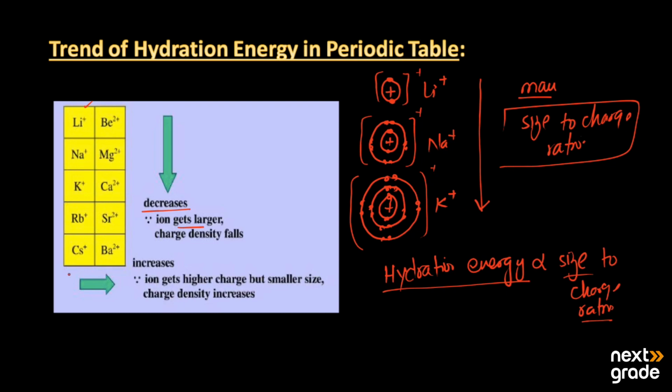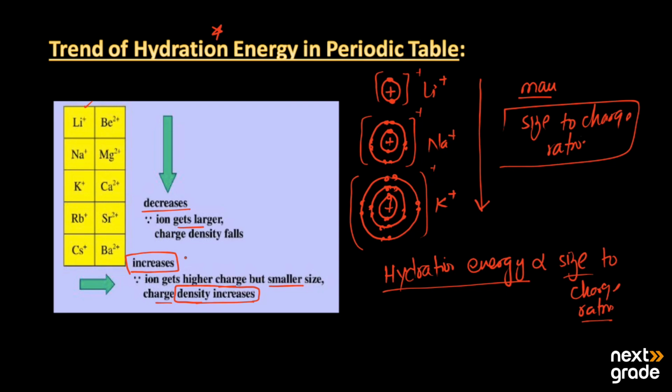On the other hand, when we move from left to right in the period, the hydration energy increases because the ions get higher charge but smaller size. So the charge density increases. When the charge density increases on the ions, in turn their hydration energy also increases. So when we move from left to right, their hydration energy increases.